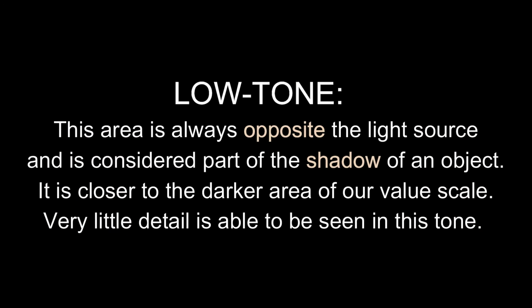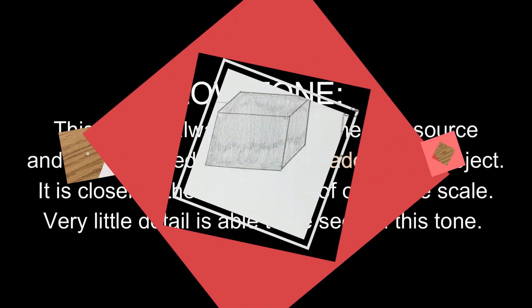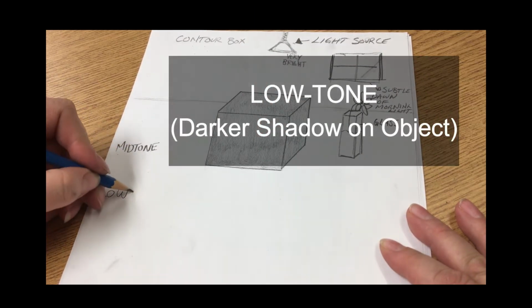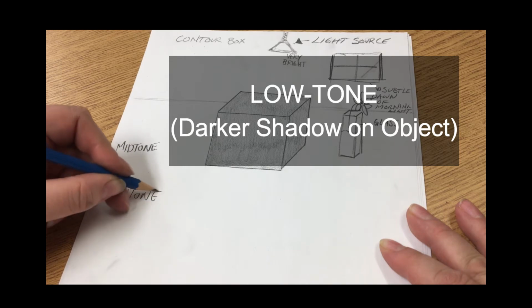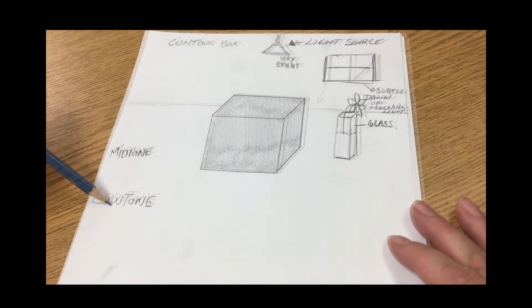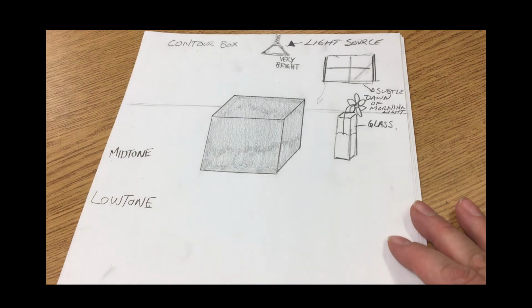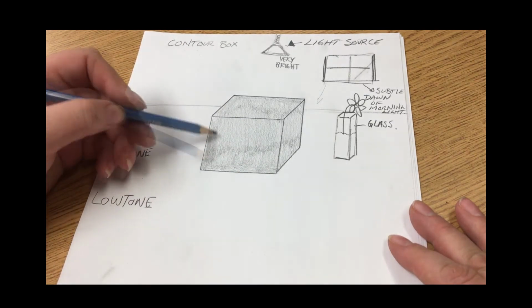Now let's figure out where our low tone is on our box. This area is always opposite the light source and is considered part of the shadow of an object. This will be on the darker part of our value scale. There's very little detail found in this tone. Let's mark the word low tone on our page. This will be the darker shaded area on the object. Our low tone area will not be anywhere where there is a light. So that means the front of our box and underneath the box.